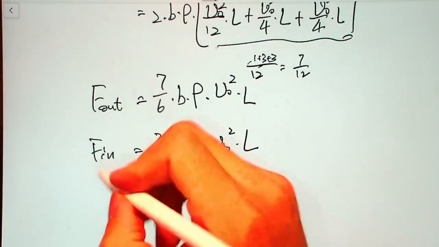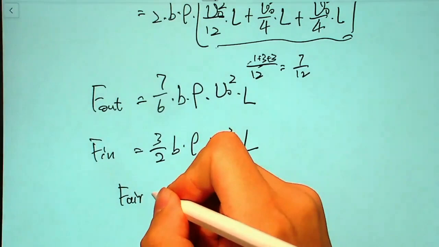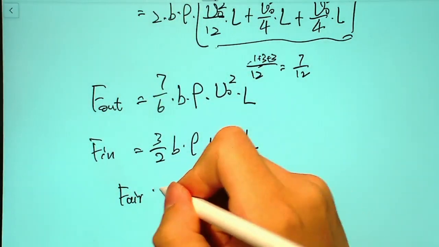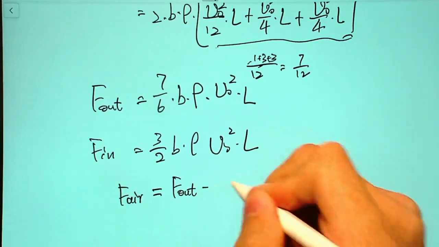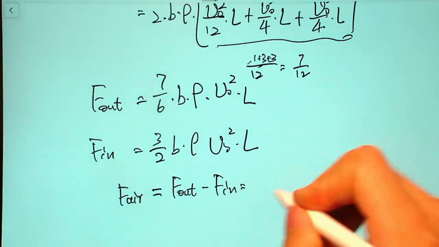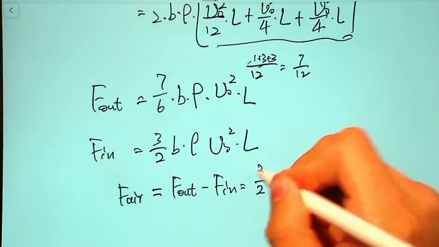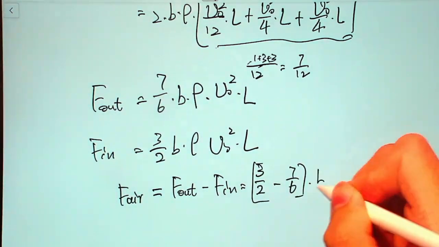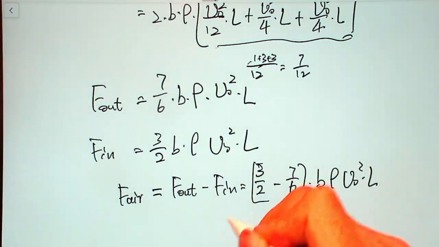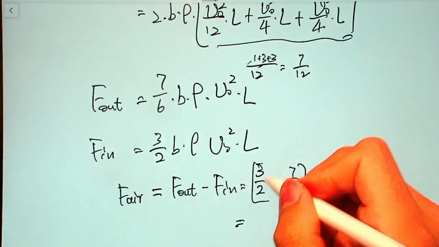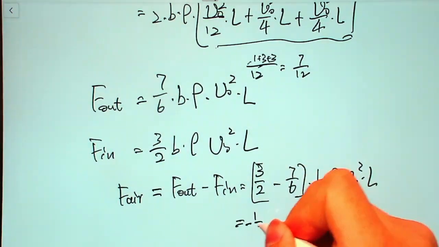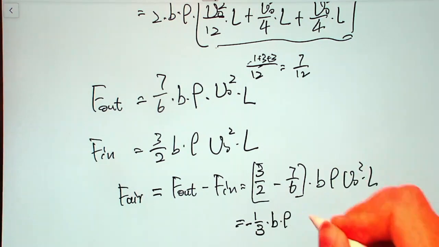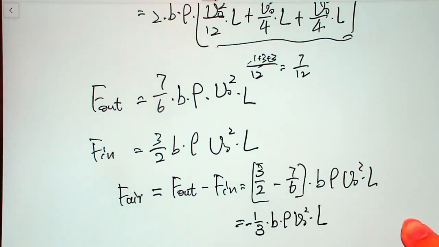We have F in as 3 over 2 times b rho U0 squared times L. Right, so then we have the force on air. So we have air inside, we say it's air. So we have force on air as F out minus F in. So that will be 7 over 6 minus 3 over 2 times b rho U0 squared times L. So that is minus 1/3 times b rho U0 squared times L.